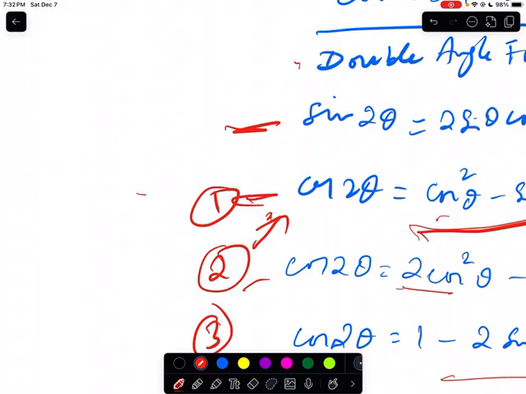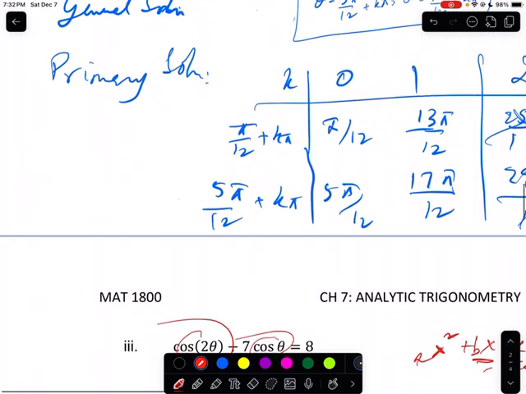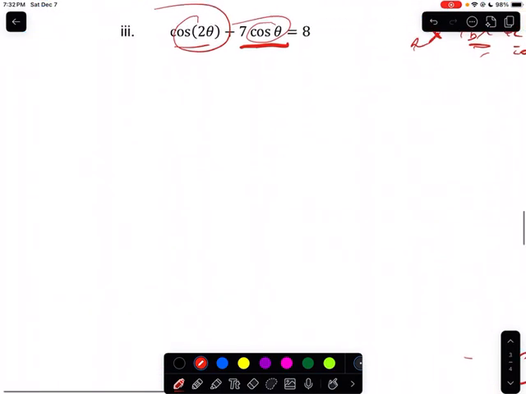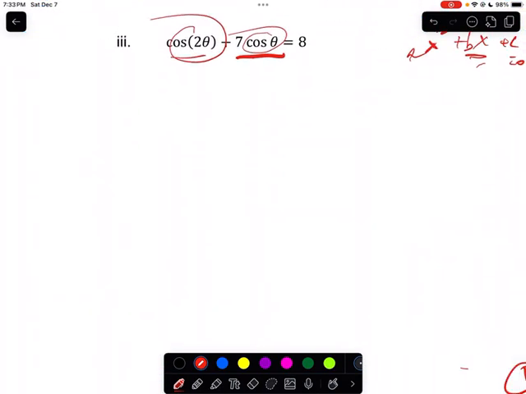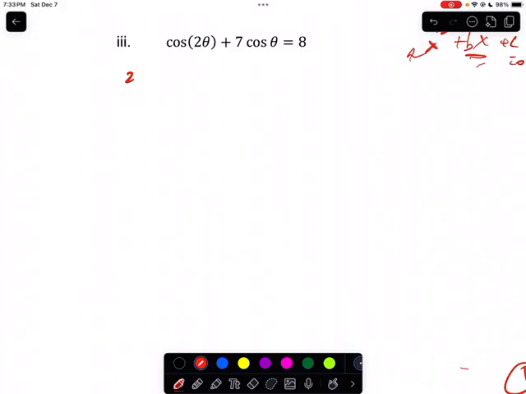So if you already know these three expressions for cosine 2 theta, just pick the right one. The right one is 2 cosine square theta minus 1. So I will do that. Okay, let me clean it. So we write it as 2 cosine square theta minus 1 plus 7 cosine of theta equals 8.